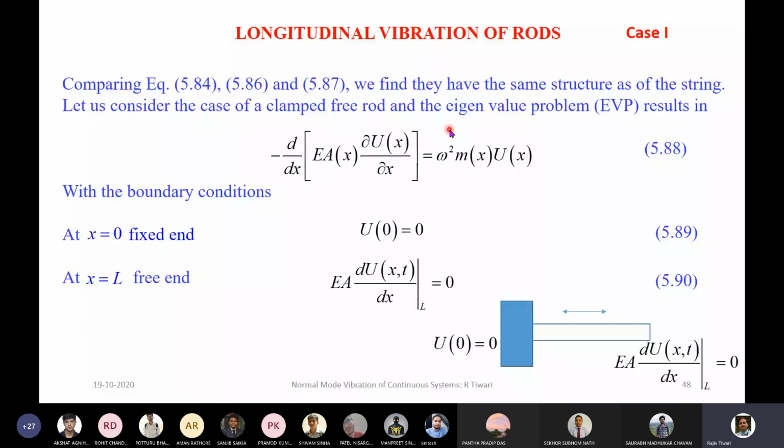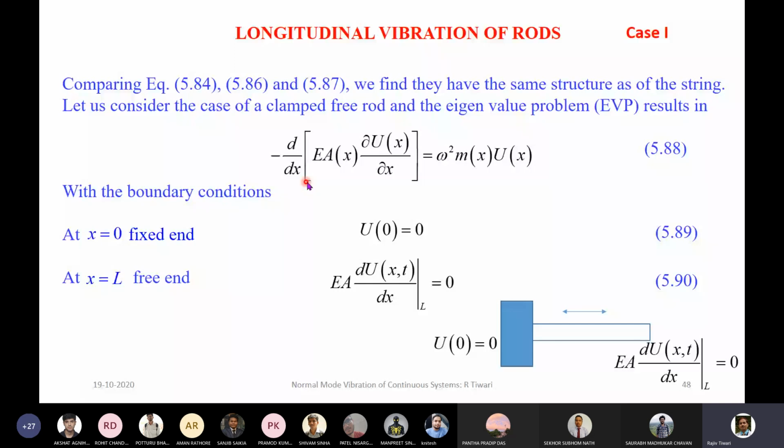So the same thing as in the previous slide: here at the fixed end, displacement is 0, and here we have the axial force 0 at the free end, and we are talking about the axial vibration. It is very important to note that this is the axial vibration, not the transverse vibration or the bending vibration. In bending vibration, we have a fourth order differential equation, but in the axial vibration, we have a second order differential equation.